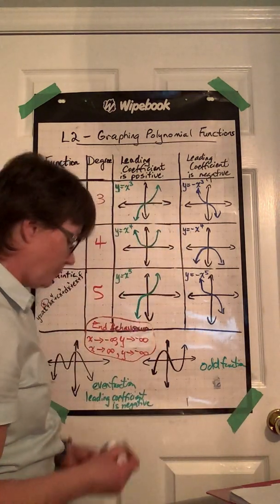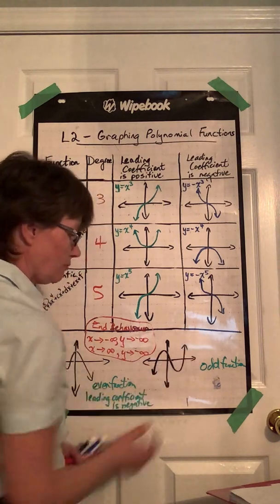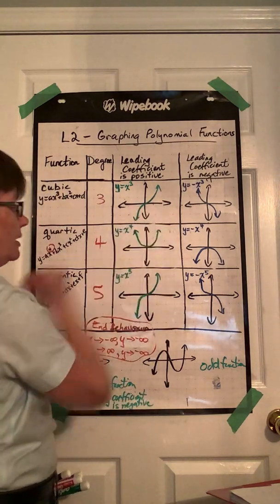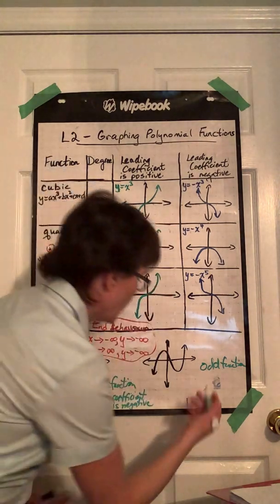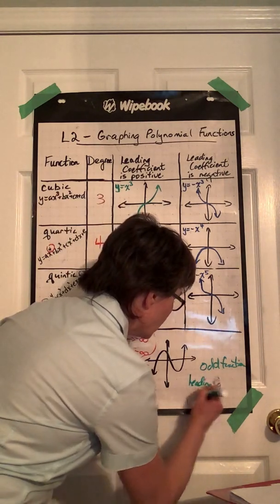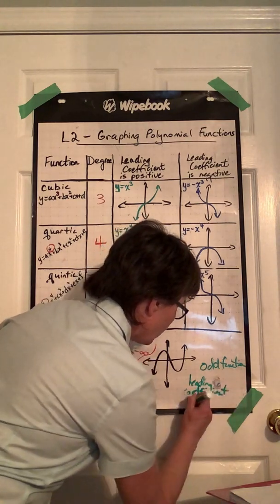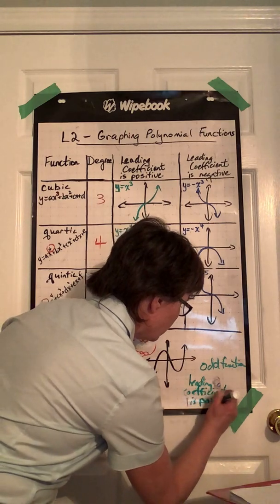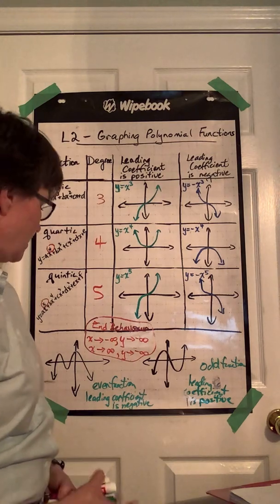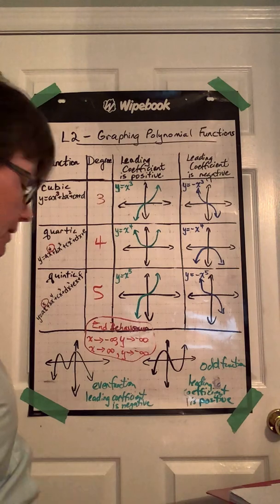So odd function. It's starting from down on the left and up on the right. So therefore we know that's positive because it's following these trends, this x cubed trend and this x to the power of 5 trend. So the leading coefficient is positive. Okay, so that's how we talk about even functions, odd functions, end behaviors, and leading coefficients.